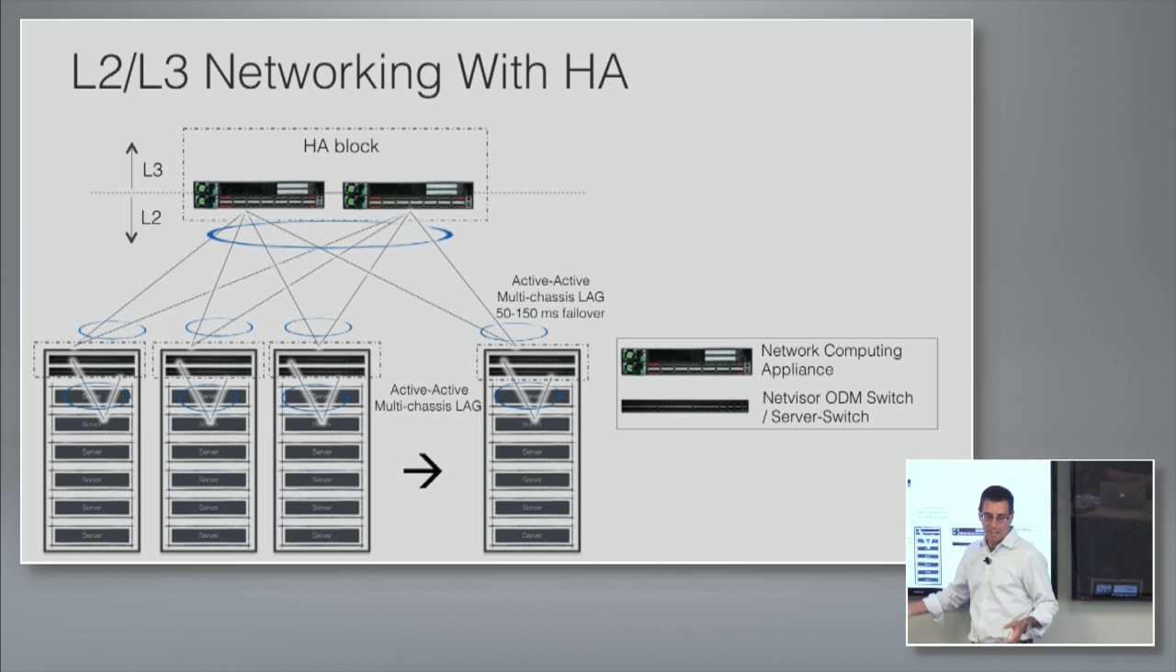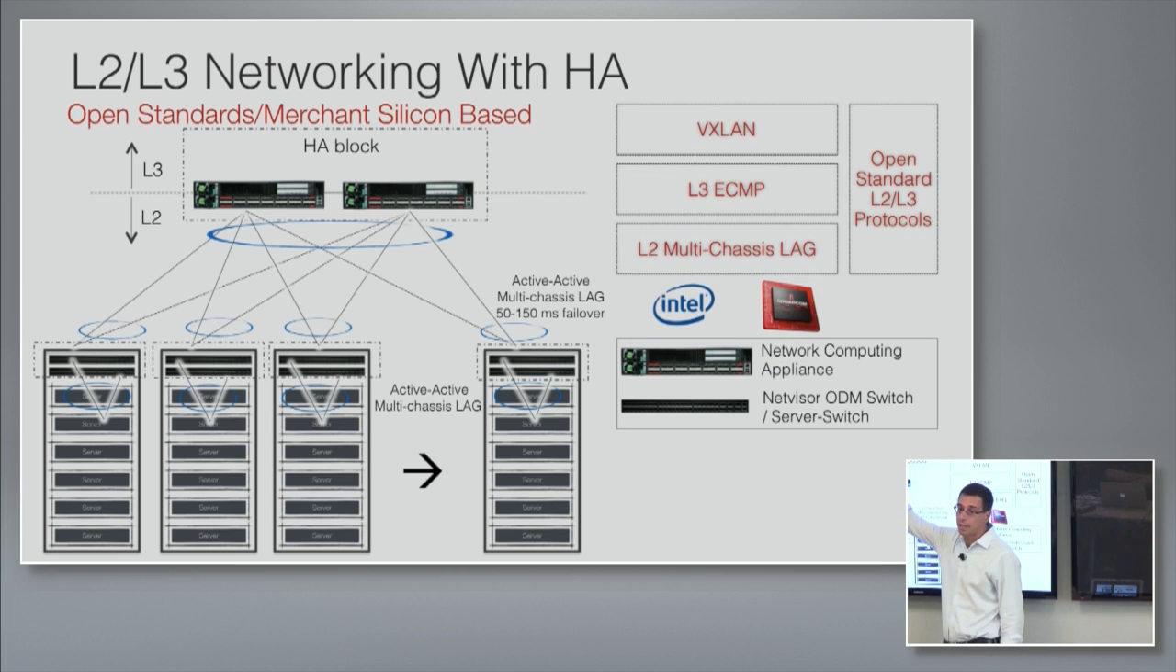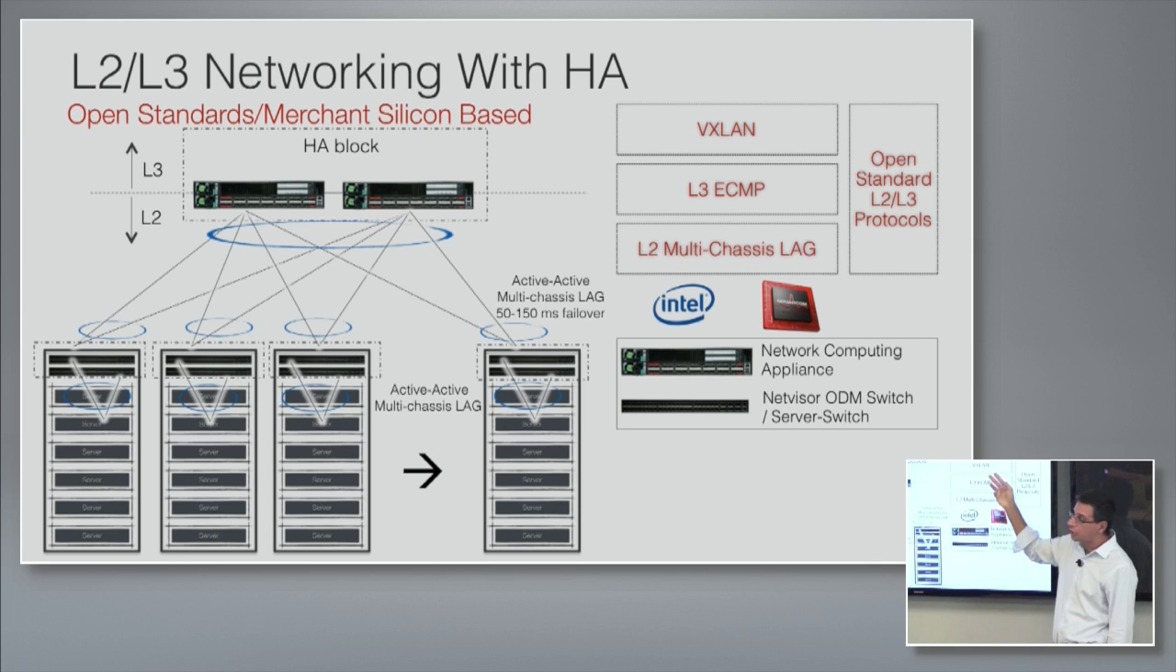We support multi-chassis link aggregation, and we build in general a network with open standard merchant silicon-based technology. So we have layer 2 multi-chassis technology, layer 3 ECMP, VXLAN, everything open standard, the spanning tree, the OSPF. We actually leverage Quagga as our layer 3 suite of protocols. At the very basic, Netvisor degenerates to an operating system that runs your network, okay?